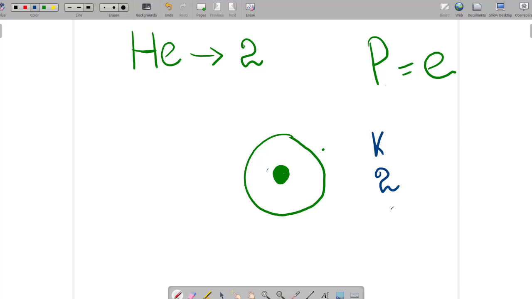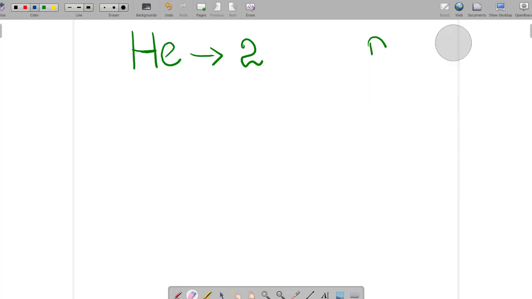So what is the electron configuration? 2. Then how are we going to draw that? If I draw electrons as balls in blue color, there are 2 electrons. 1, 2. Okay, so this is the nucleus. There are 2 electrons in the shell. Did you get it? Right. So we'll move to the next one.